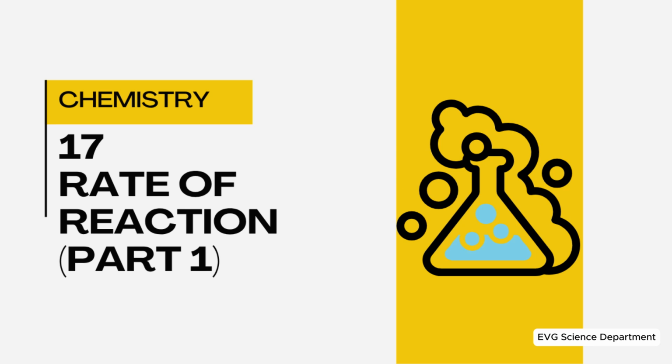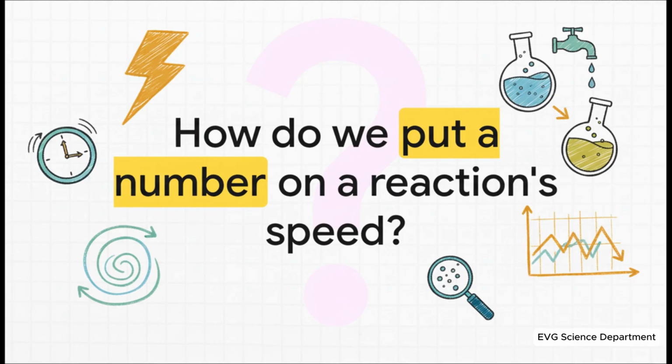Today, we're going to crack the case on a really fundamental question in chemistry. How, exactly, do scientists measure the speed of a chemical reaction? Some reactions, like explosions, are crazy fast. Others, like rusting, take forever.